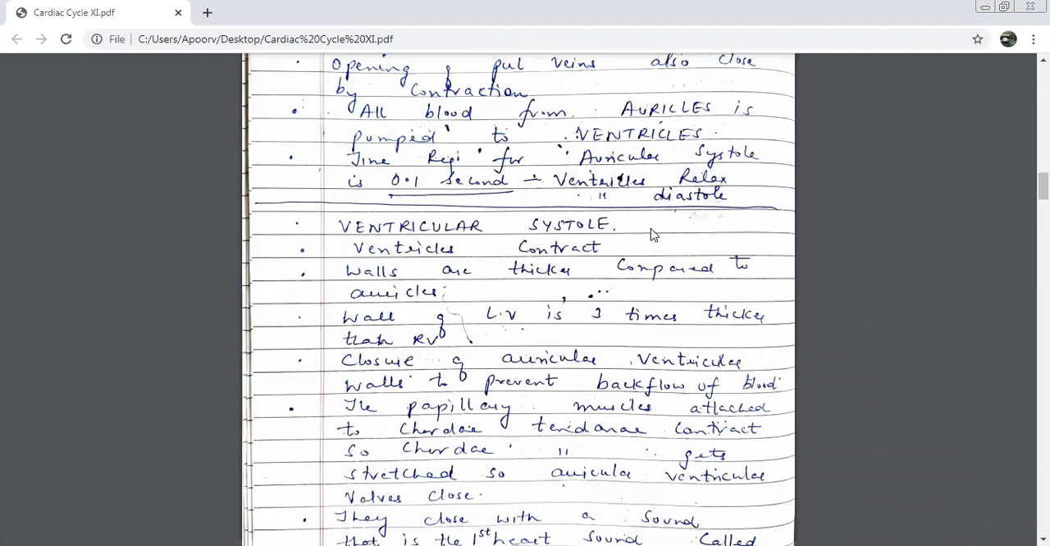What does it mean? Contraction of ventricles. Excellent. Now your auricles have already contracted, and the ventricles were relaxing. Now is the time for ventricles to contract. So this is known as the ventricular systole. We have already done that the walls of ventricles are thicker compared to auricles. Did we do this? Yes, ma'am. We also did that the wall of the left ventricle is 3 times thicker than the right ventricle. Yes or no? Yes, ma'am. Tell me one of you, what was the reason I told you why this wall is 3 times thicker than the right ventricle wall?